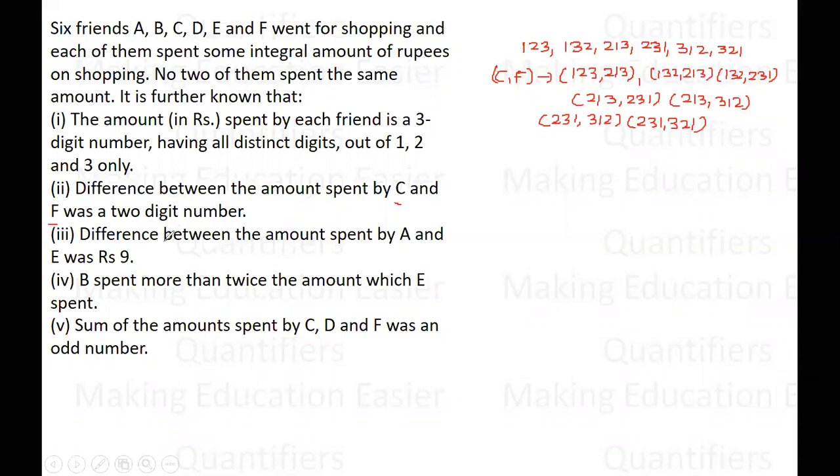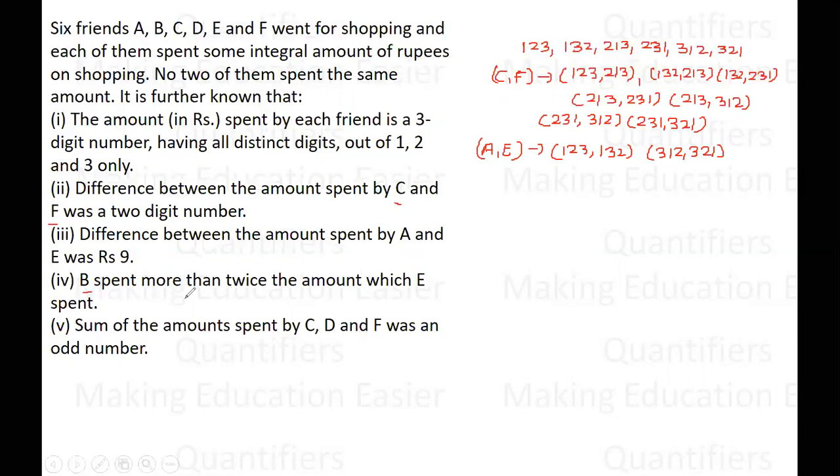Next, it says the difference between the amount spent by A and E was 9 rupees. So if the amount spent by A and E has a difference of 9 rupees, the possible combinations for A and E are either 123 and 132, or 312 and 321. So these could be the only possibilities.